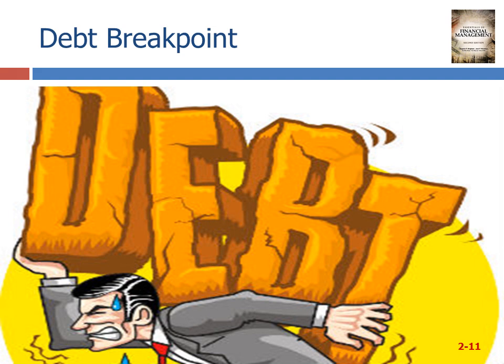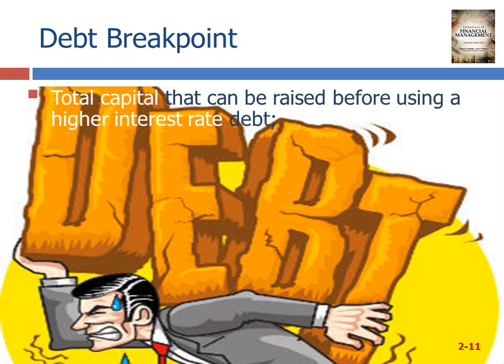So it's quite similar with the concept of retained earnings breakpoint, but RE breakpoint applies to equity, while debt breakpoint applies to the debt portion of our capital. So definition, it's the total amount of capital that can be raised before issuing a higher interest rate of debt. So the premise here is that we have various sources of debt financing. So at first you have the lower cost, next is the middle cost, and higher cost or higher interest rate debt.